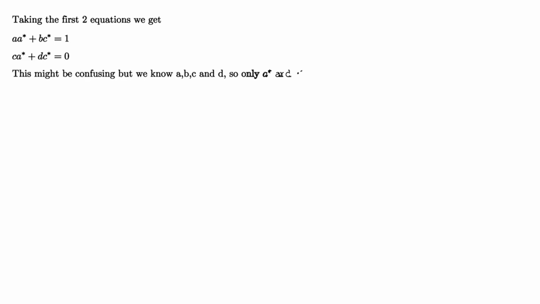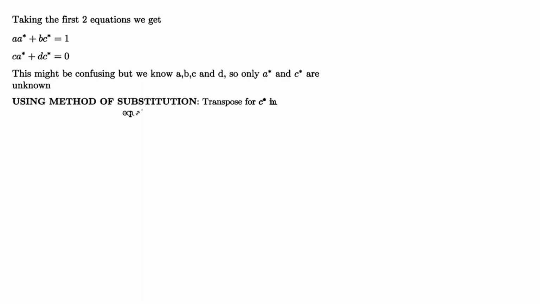Taking the first and third equations, we get a times a* plus b times c* equals 1, and c times a* plus d times c* equals 0. Now this might be confusing, but we know a, b, c, and d because that is the given matrix. The only things missing are the values of a* and c*. So we can use the method of substitution, or we could use the method of elimination, but here we're going to go with substitution to solve a simultaneous system of equations.